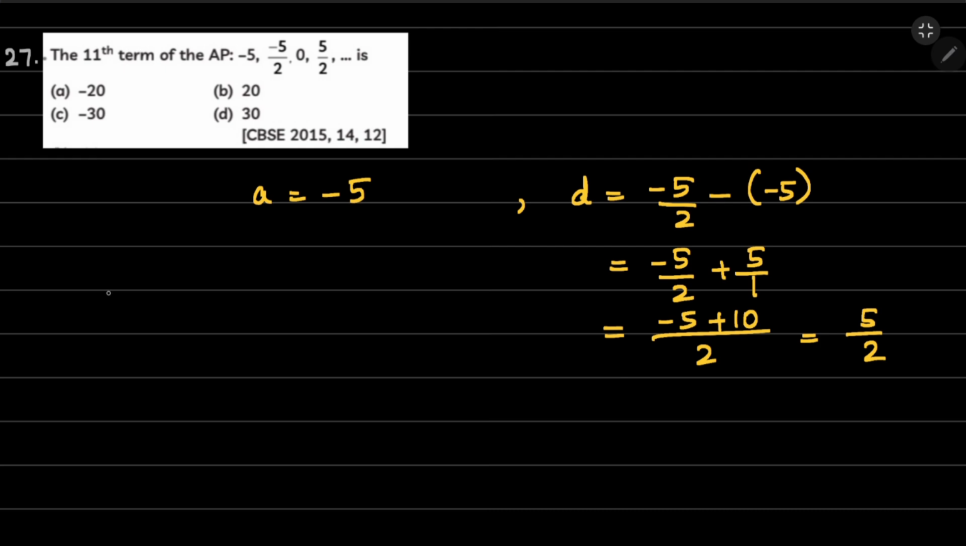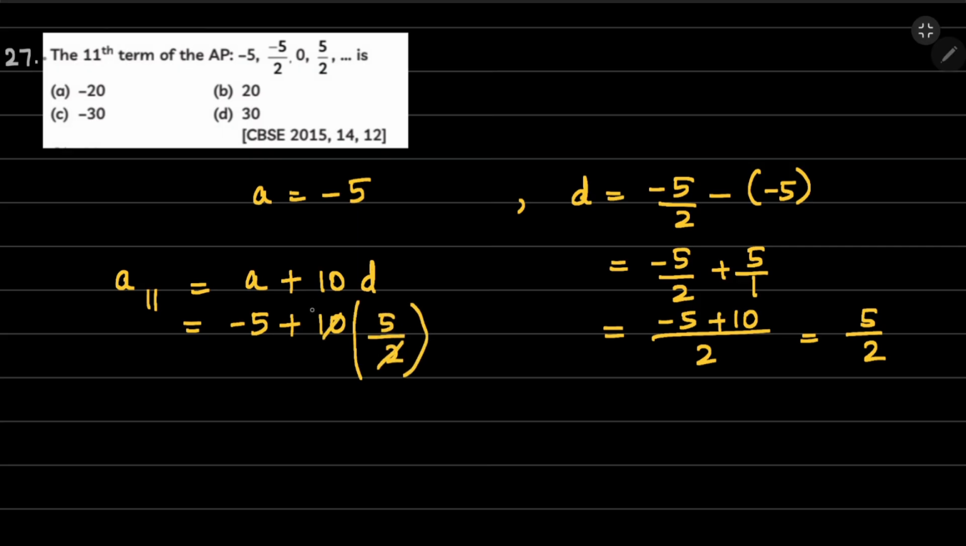Okay. So let's find out what is your 11th term. This is equal to, write it directly, A plus 10D. A is nothing but minus 5 plus 10 into what is your D? 5 by 2. So again, 2 5s are 10. So this is minus 5 plus 5 into 5 is 25. What is 25 minus 5? It's 20. So therefore the 11th term will be 20. Option number B is the correct answer. Let's move on to the next question.